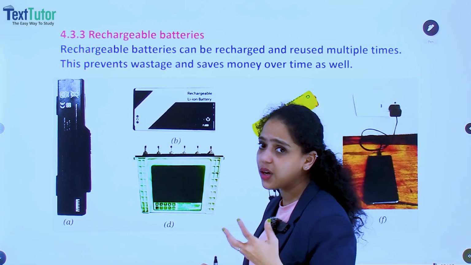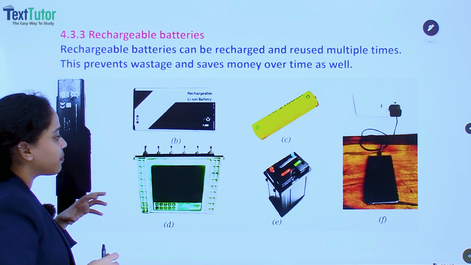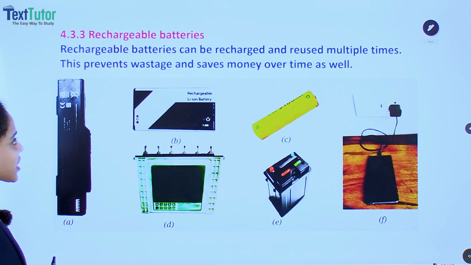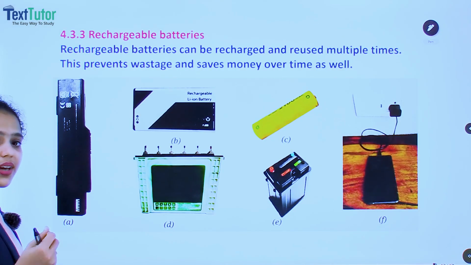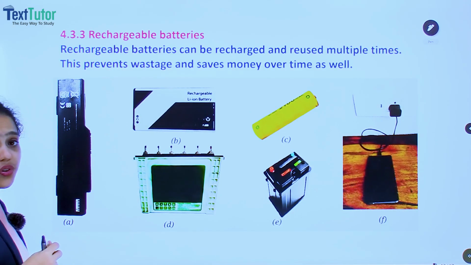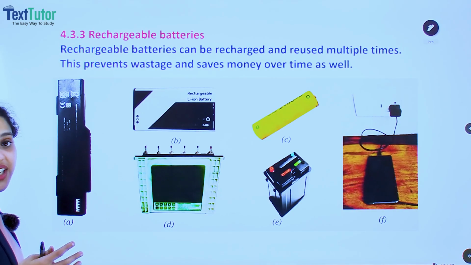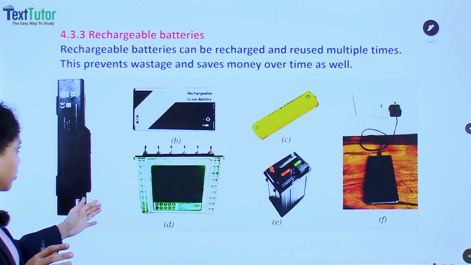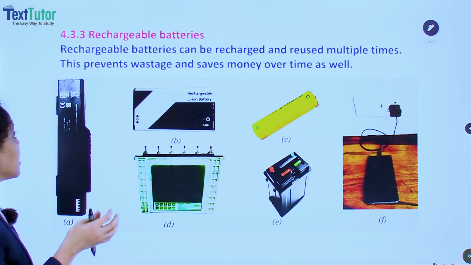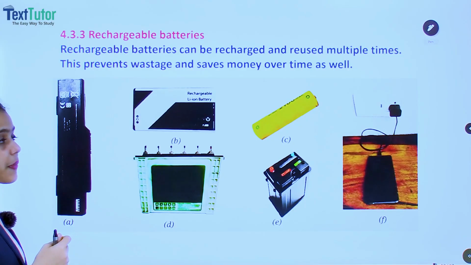Rechargeable batteries are now the most common and most convenient to use. Rechargeable batteries can be recharged and reused multiple times. The battery seen in the mobile phone: we recharge our mobile phone when its battery drops out. In inverters, etc., we use rechargeable batteries. So rechargeable batteries can be recharged and reused multiple times.